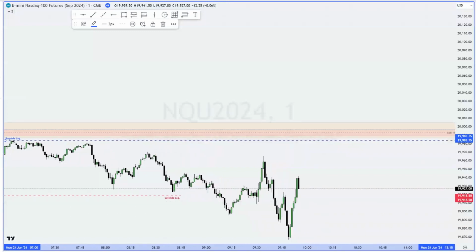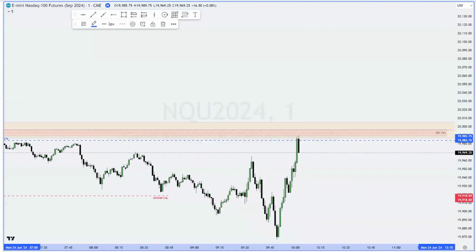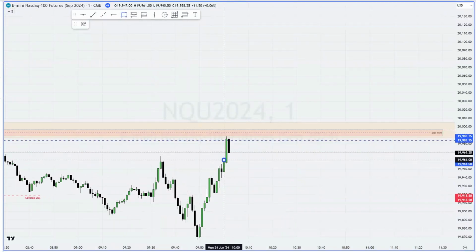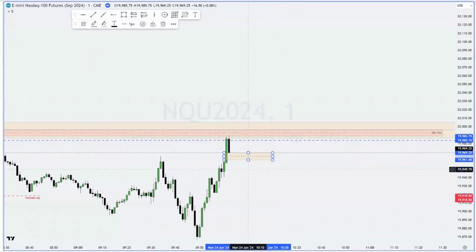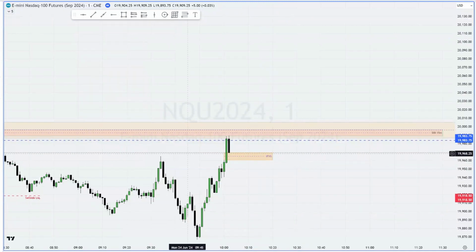And again, I'm being patient here. And I see that we hit the CB. I'm not taking an entry yet, but I'm marking the fair value gap that pushed us into this CB. I want this fair value gap to be invalidated and become an inversion fair value gap. So I'm waiting for a candle closure beneath it to enter the trade with a proper risk to reward here.